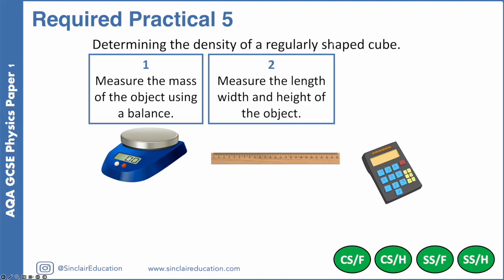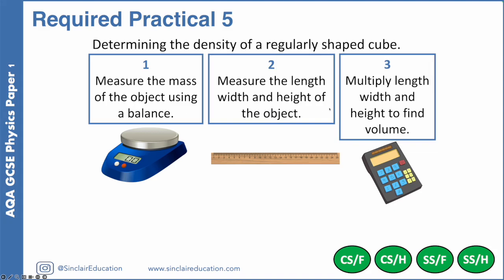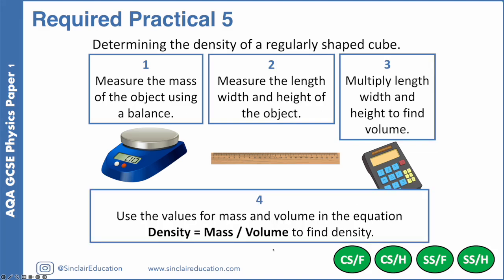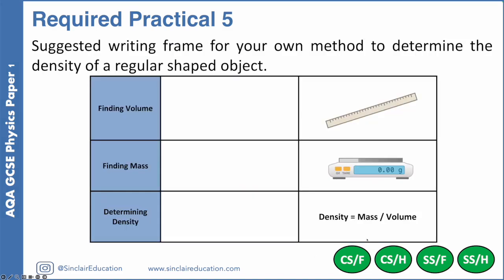Because it's a regularly shaped object, we'll now measure the length, width and height and multiply those together and find our volume. And once we know this, we can use the equation density equals mass divided by volume to actually find the density of this object.